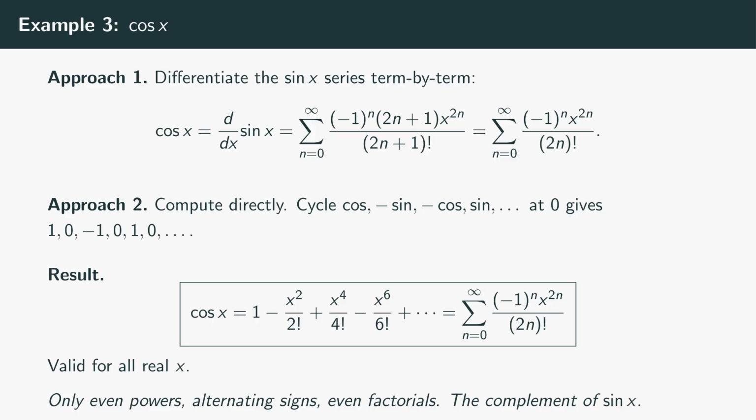Sine and cosine are complementary. Sine has odd powers and odd factorials. Cosine has even powers and even factorials. Together they partition the Taylor series of the complex exponential. Add them: cosine x plus i sine x equals the sum of ix to the n over n factorial, which equals e to the ix. Euler's formula drops out of one line of bookkeeping. Magic hiding in plain sight.